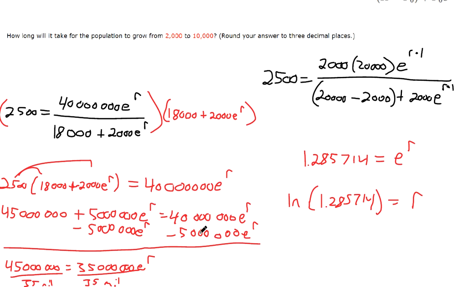So let me just do this without turning that into a decimal too. Because back here, before we got 1.2854, that was 45 million over 35. That equals e to the r, right? Or you can simplify this fraction. Let's see, that's 9 over 7, which equals e to the r. And then if you take a natural log of both sides, WebAssign might prefer this. Same thing, right? I just didn't turn this into a decimal.